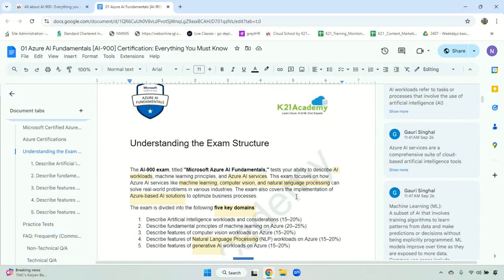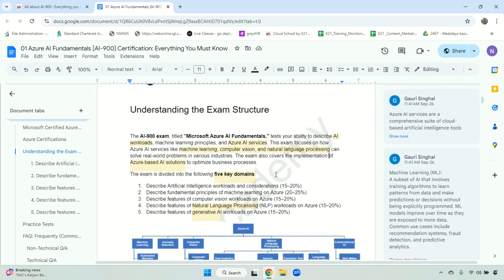So these are some of the terms which we discussed, and Azure AI services like machine learning, computer vision, and natural language processing can solve real world problems in various industries. This exam also covers the implementation of Azure based AI solutions, where we can optimize them for business processes.